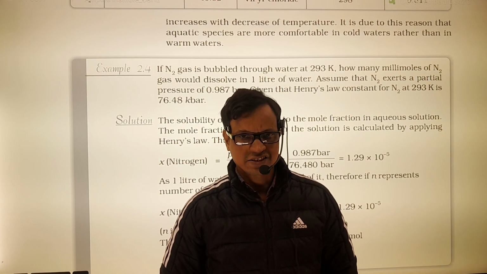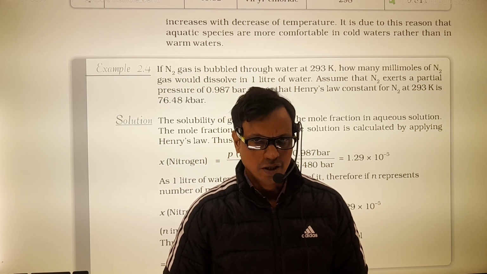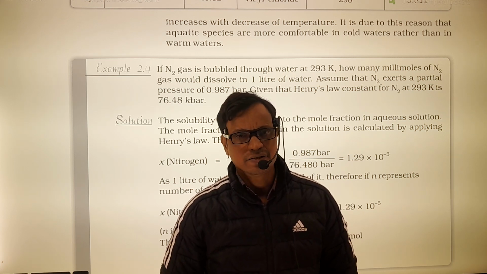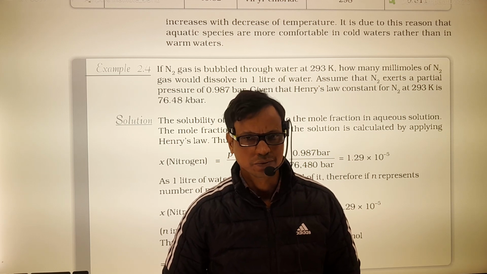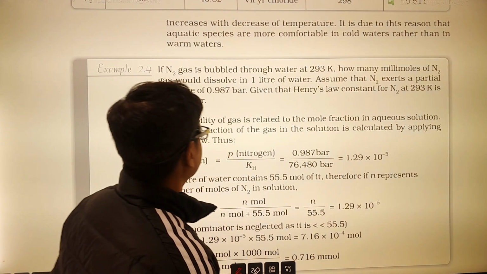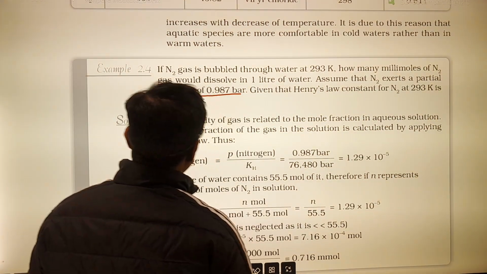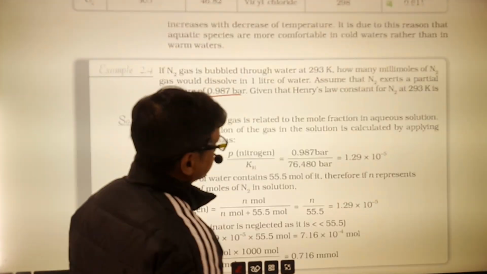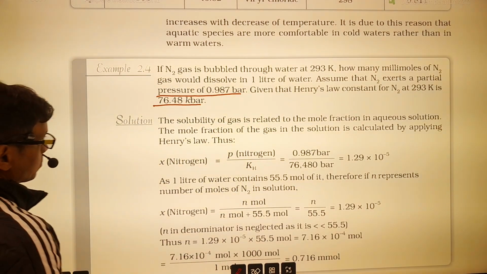This question is asked for 2 marks in the 12th board examination from the chapter Solutions, and here is how to write it so that you get 2 out of 2. Let's see. Here the partial pressure exerted by nitrogen has been given, and Henry's law constant has been given, and it's asking for the number of moles of nitrogen. So let's see how to find it out.